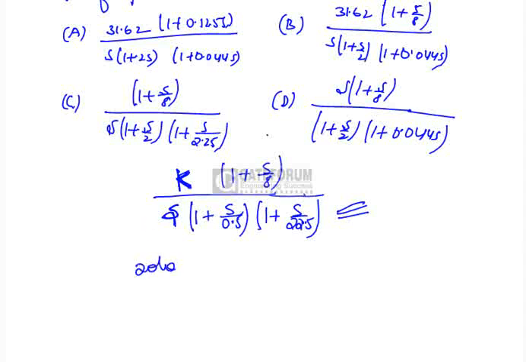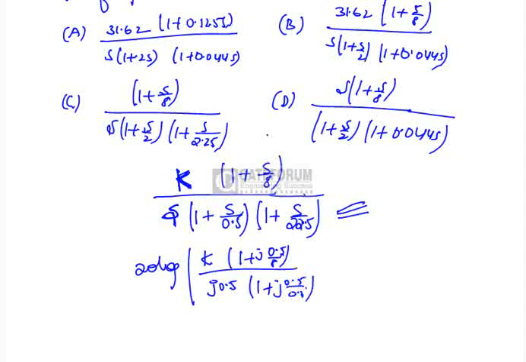Now 20 log K times 1 plus j times 0.5 by 8, where s is equal to j omega, so this is j times 0.5 into 1 plus j times 0.5 by 0.5, into 1 plus j times 0.5 by 22.5, which is equal to, at omega equal to 0.5 radians per second, a magnitude of 36 dB. You can neglect these terms.